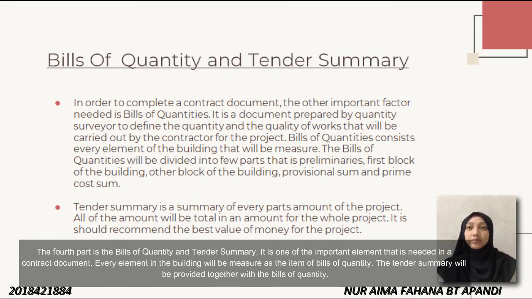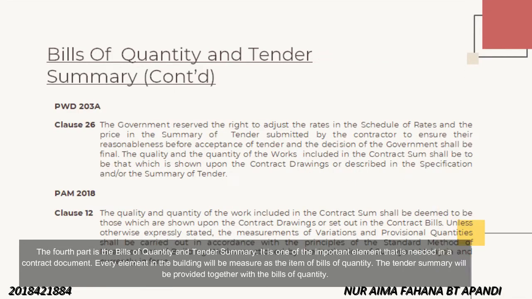The fourth part is the bills of quantity and tender summary. It is one of the important elements that is needed in a contract document. Every element in the building will be measured as an item of bills of quantity. The tender summary will be provided together with the bills of quantity.